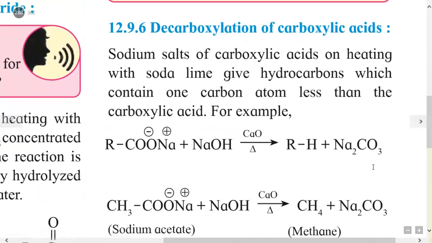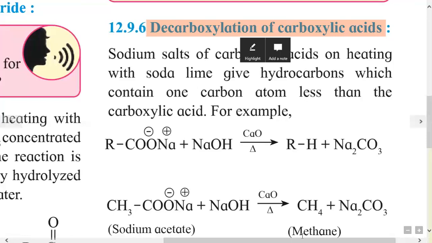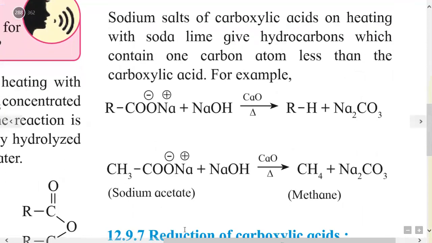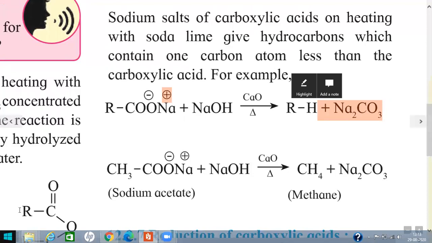Then the decarboxylation of carboxylic acid. This is one of the preparation methods of alkane, and we studied the same reaction in 11th standard in hydrocarbons. The sodium salt of carboxylic acid, when heated with soda lime, a mixture of NaOH and CaO, gives an alkane, a hydrocarbon containing one carbon less than the carboxylic acid.